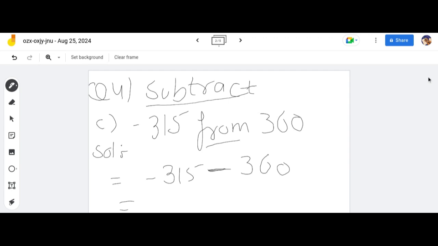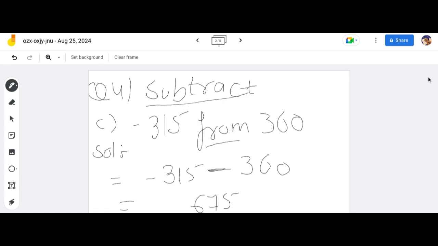Addition. So 5 plus 0, 5. 6 plus 1, 7. 3 plus 3, 6. 675. So I have to put the sign here, plus or minus. Plus. Why plus? This is greater. Which one is the greater number here? Is it plus 360 or minus 360?